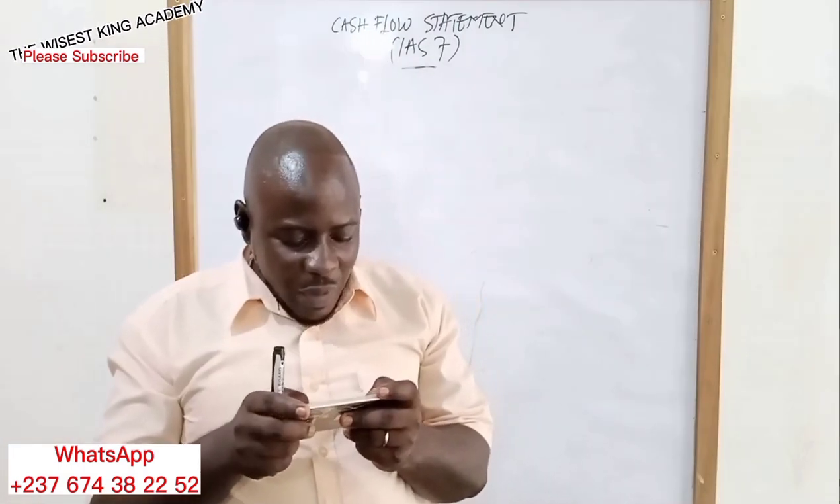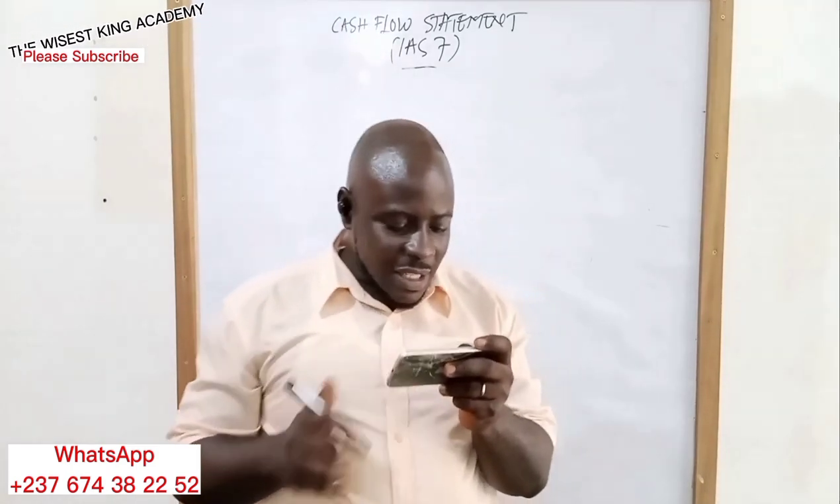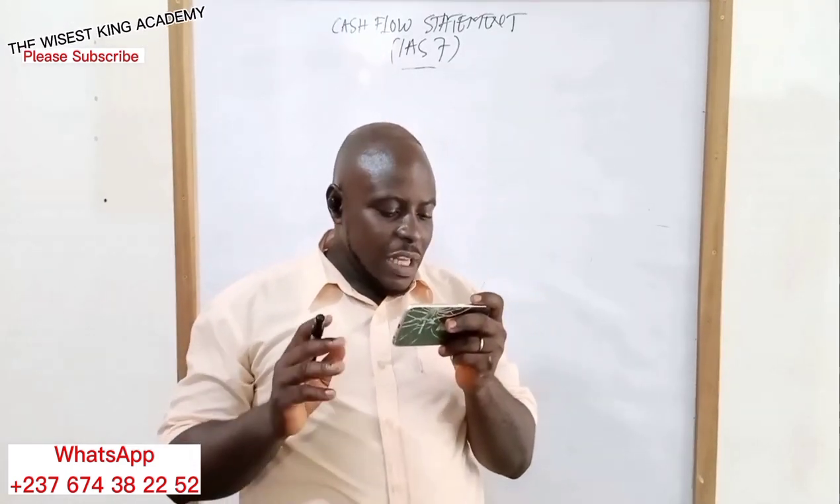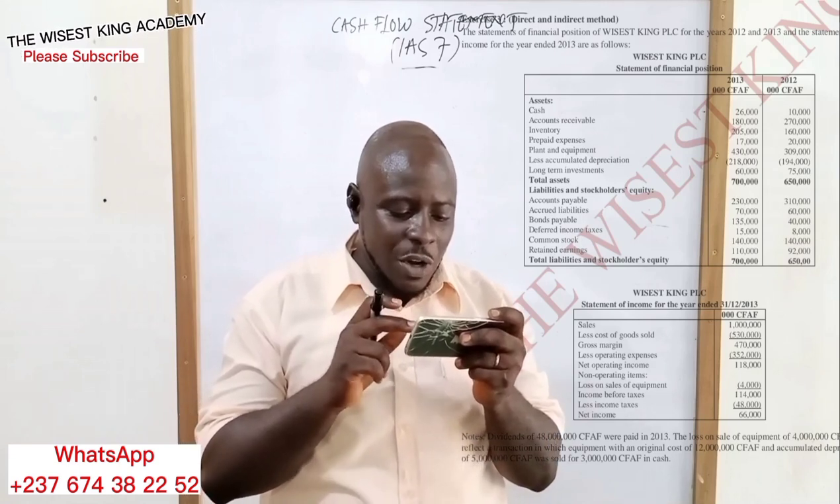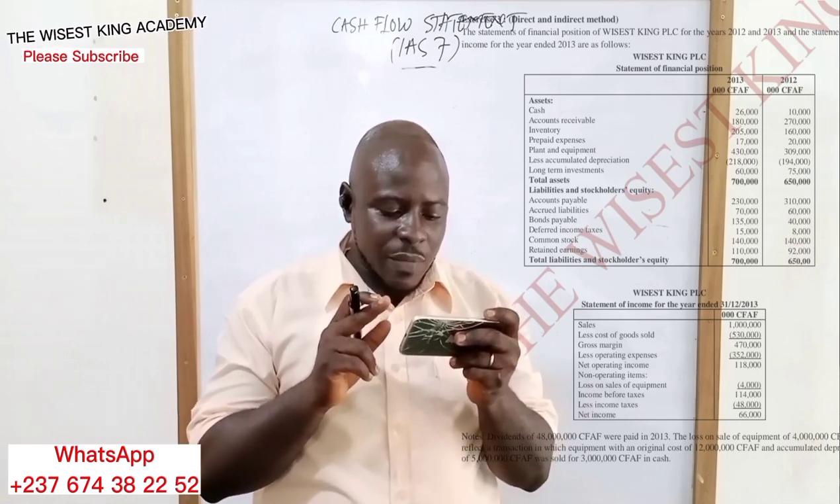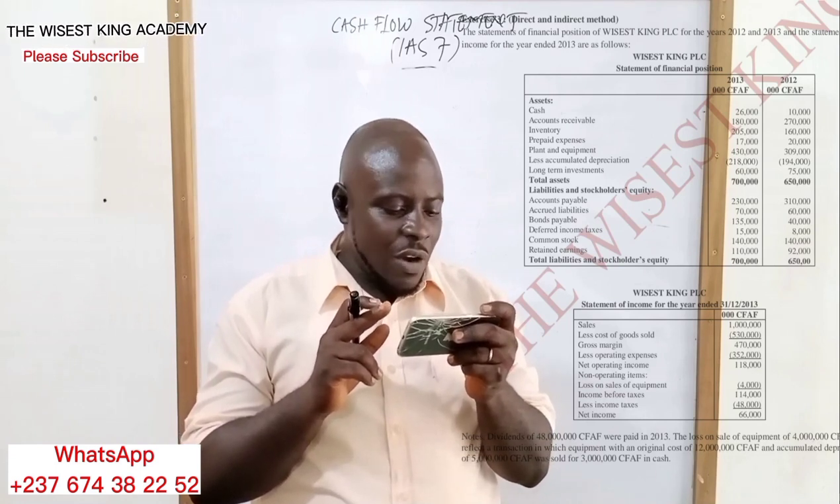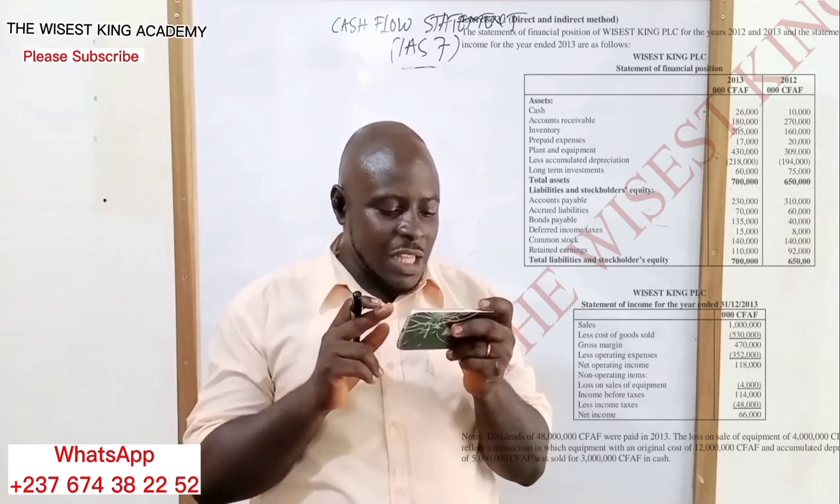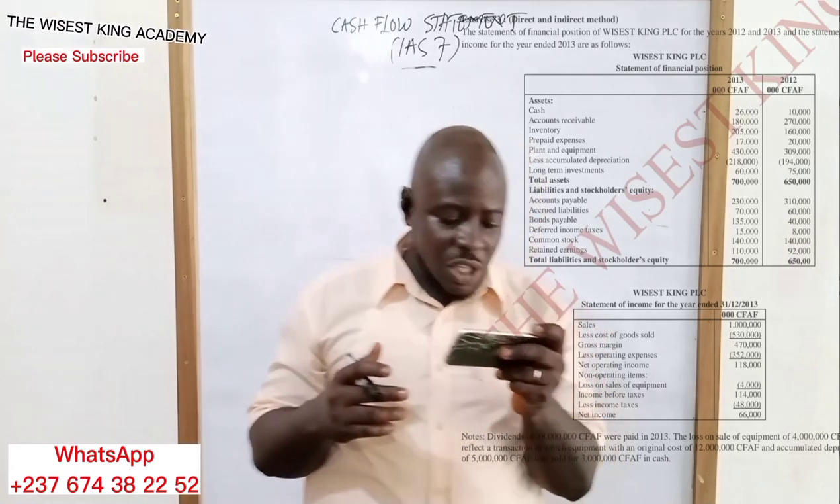Now we are going to pick up an example. Let's look at this example. The statement of financial position of the Wisest King PLC for the years 2012 and 2013, and the statement of income for the year ended 31st December 2013 are as follows. Now we have the statement of financial position.